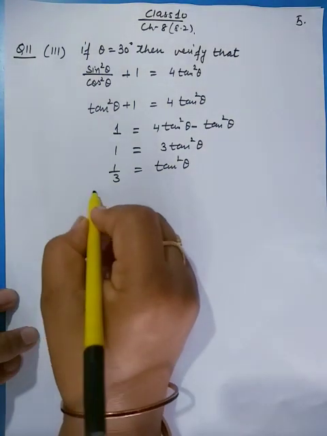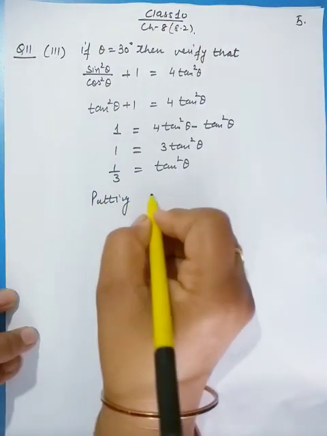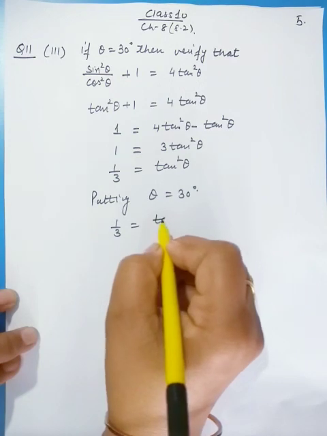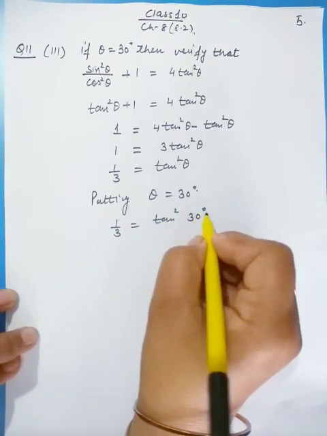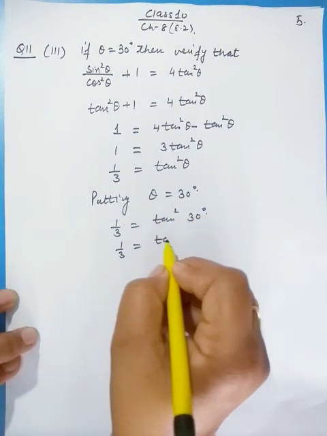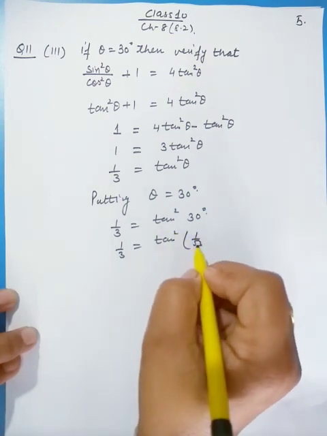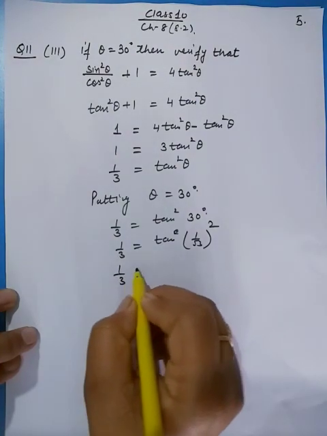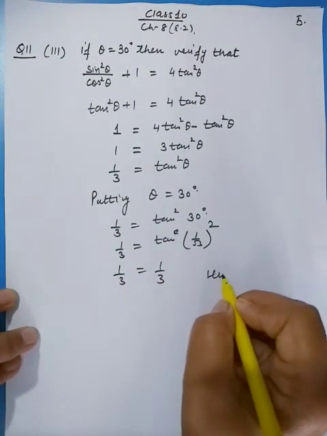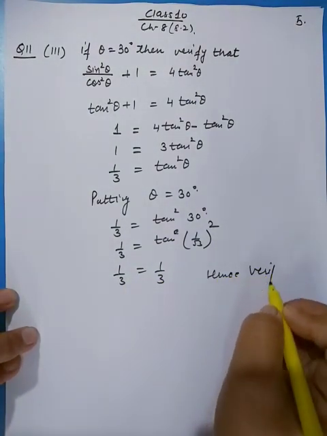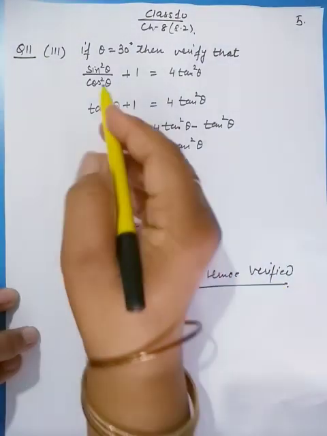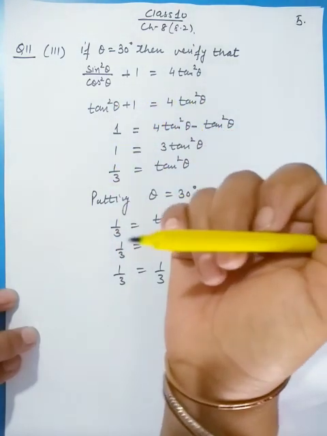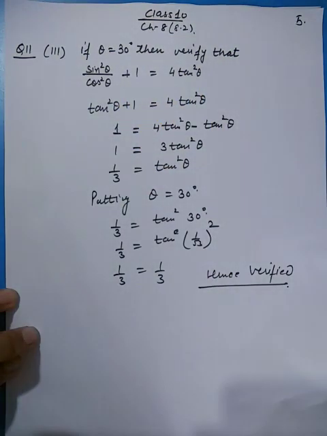Now putting theta is equal to 30 degree, and 1 by 3 is equal to 1 by 3. Hence verified. Or you can directly put the value of theta here. After that you can solve both of the parts, this one and this one.